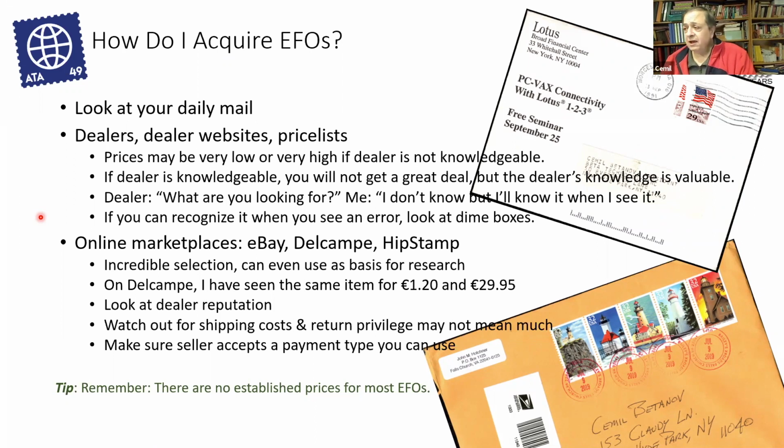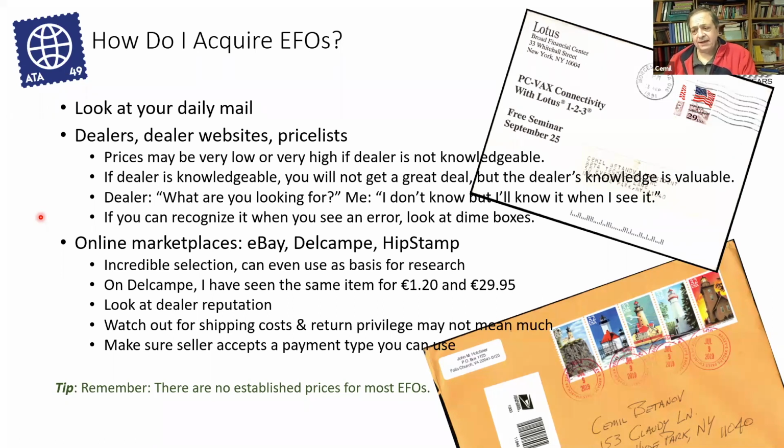And then, if you know what to look for, look at dime boxes or dollar boxes, like the one with the wrong ink that I showed before. You could find something like that in a dime box or a dollar box and buy it for $1.